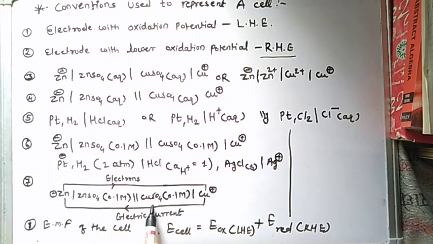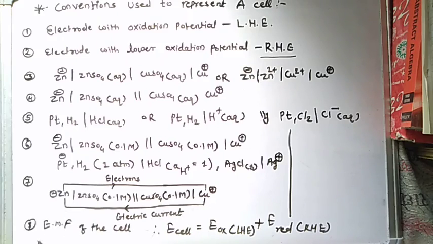In this example, we can see that the reaction is Zn, ZnSO4, salt bridge, CuSO4, Cu. In that, the electrons move from zinc to copper, that is negative electrode to positive electrode, and current will flow from positive electrode to negative electrode, that is reduction to oxidation.